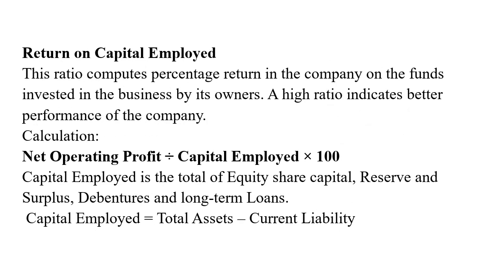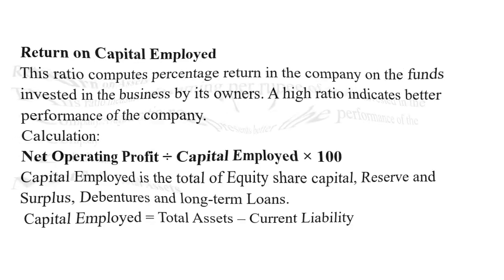Return on capital employed. This ratio computes the percentage return in the company on the funds invested in the business by its owners. A high ratio indicates better performance of the company. Calculation: net operating profit divided by capital employed into 100. Capital employed is the total equity share capital, reserves and surplus, debentures and long-term loans. Capital employed in shorter terms equals total assets minus current liabilities.